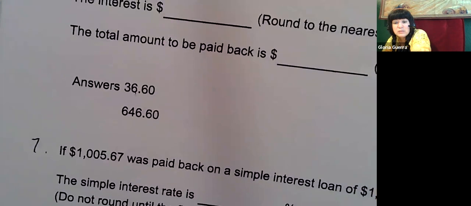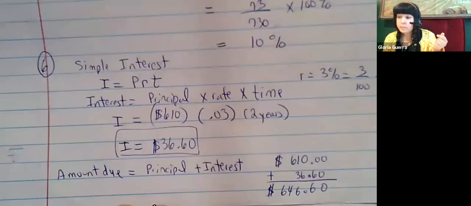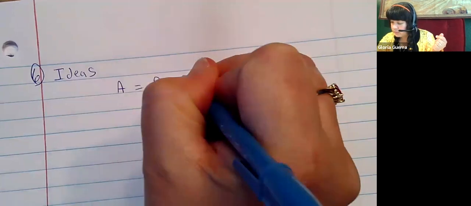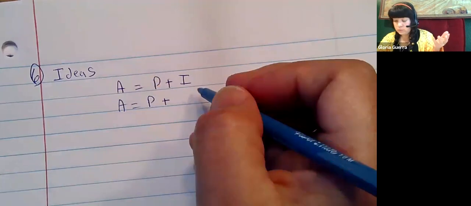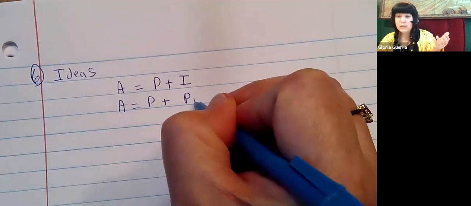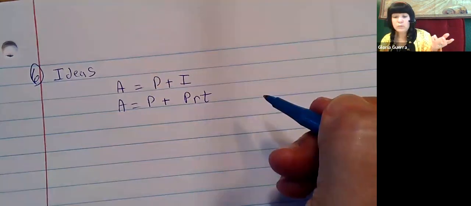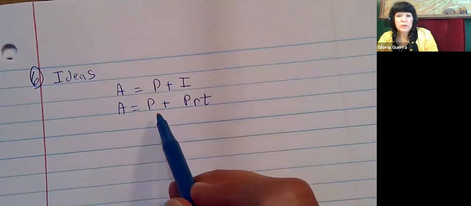Okay, so I also wanted to show you, I have here these ideas that A is equal to P plus I. And I just want to show you this. Interest is equal to principal times rate times time. And we saw that on a previous problem, right? Interest was principal times rate times time. On the first part of number 6, I equals PRT.